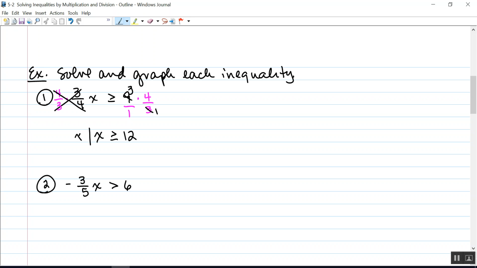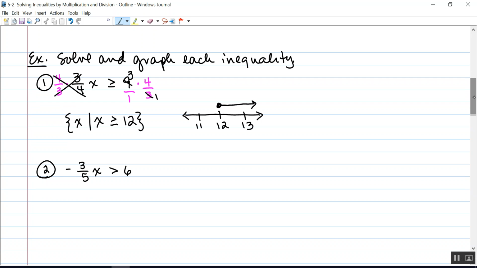I can put that into set builder notation. And to graph it, I'm just going to do it on a simple number line. And it's greater than or equal to, so a solid dot over 12 and heading off to the right.